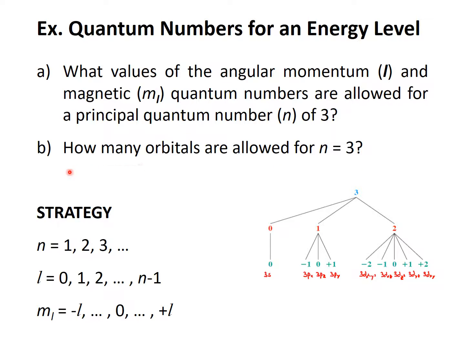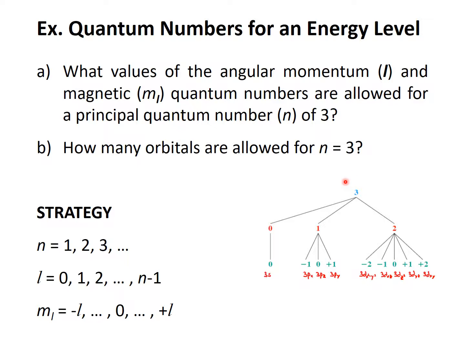So the strategy we will use for this case is to use the selection rules for each of the quantum numbers. For the principal quantum number, n, allowed values must be whole numbers starting at 1. For the angular momentum quantum number, L, it must be a positive integer starting at 0 and going all the way to n minus 1. And for the magnetic quantum number, ML, it must be an integer starting at negative L, going all the way to 0, and then finally all the way to plus L.